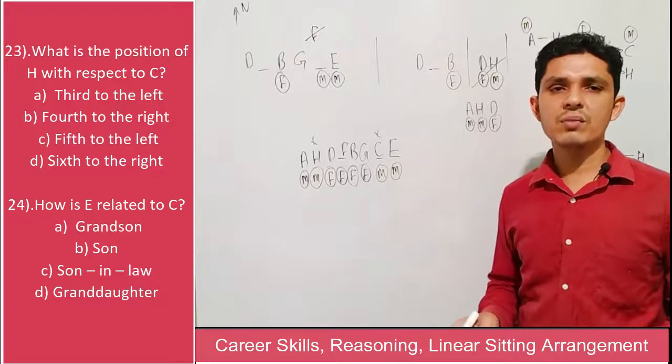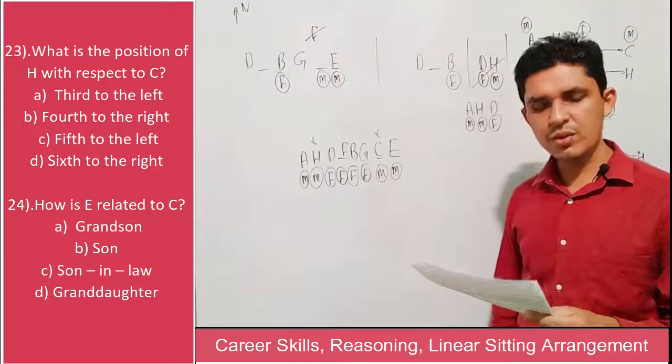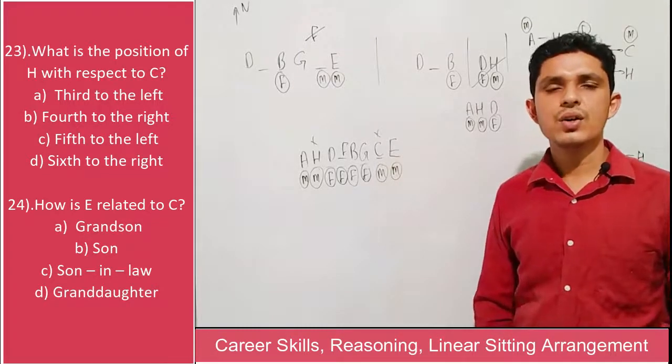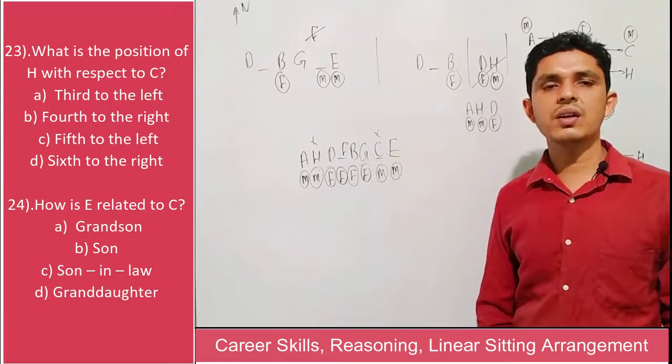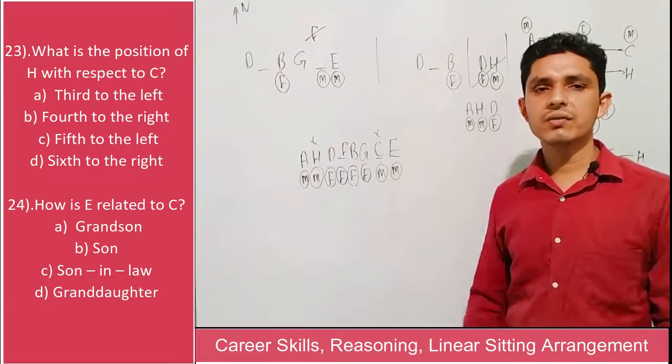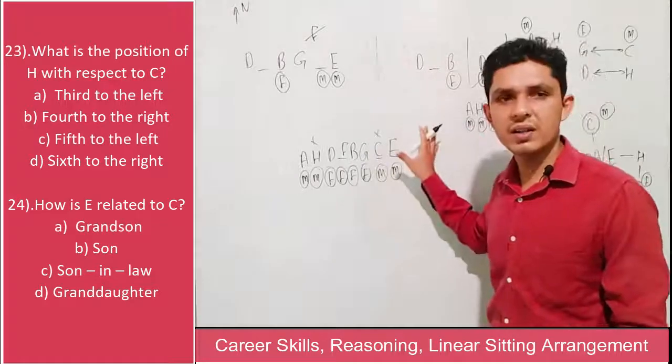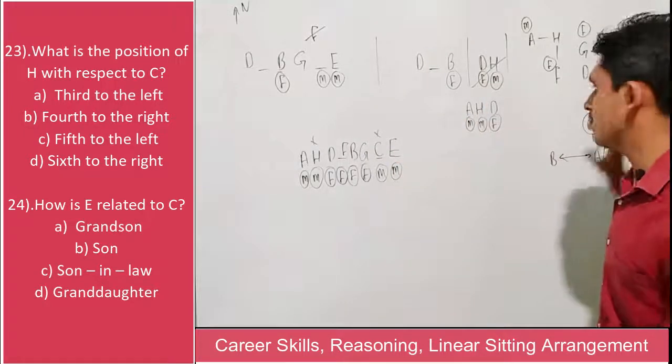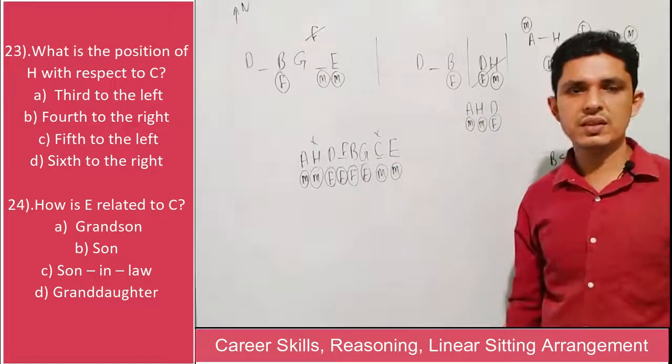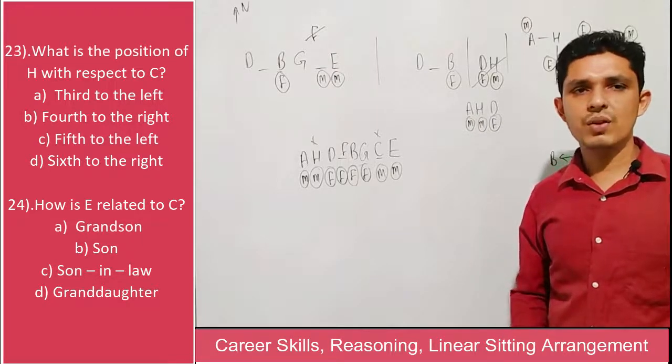So friends, this was all about the question number 27 to 31. So I guess all of you are clear with this question. What we did, we made the sitting arrangement part separately and the blood relation part separately in this question, right? So let us come to another question.